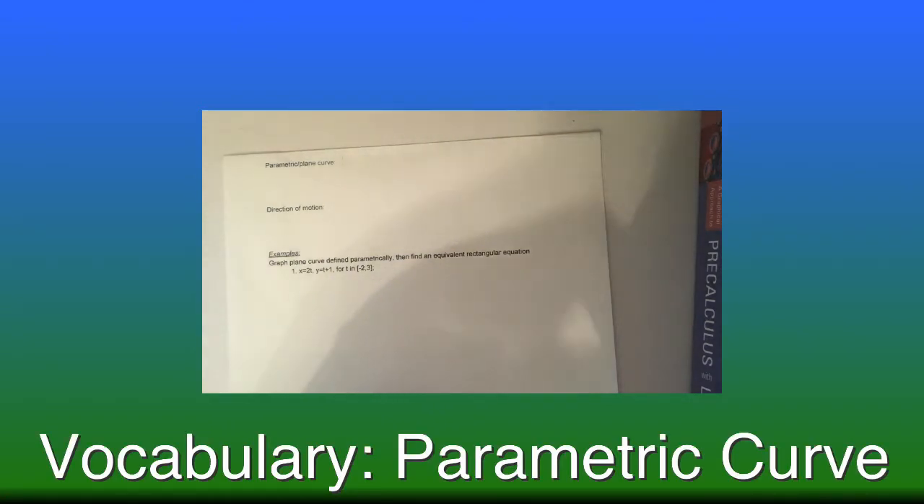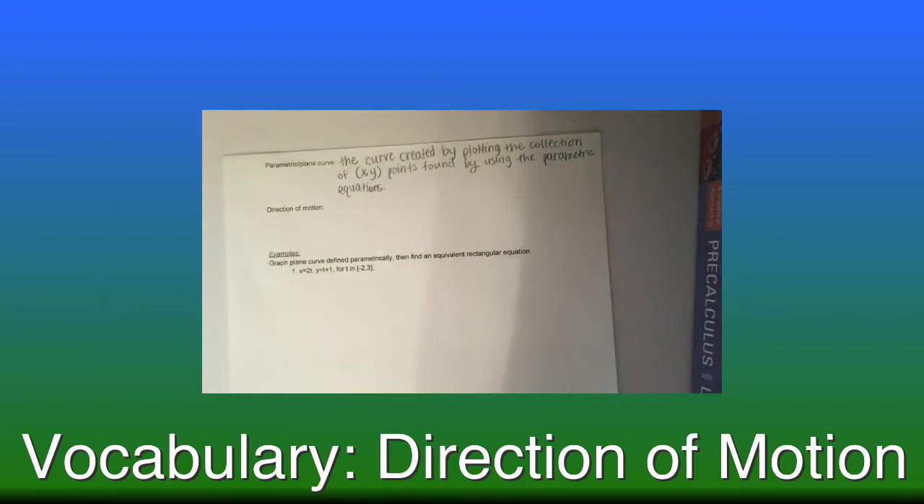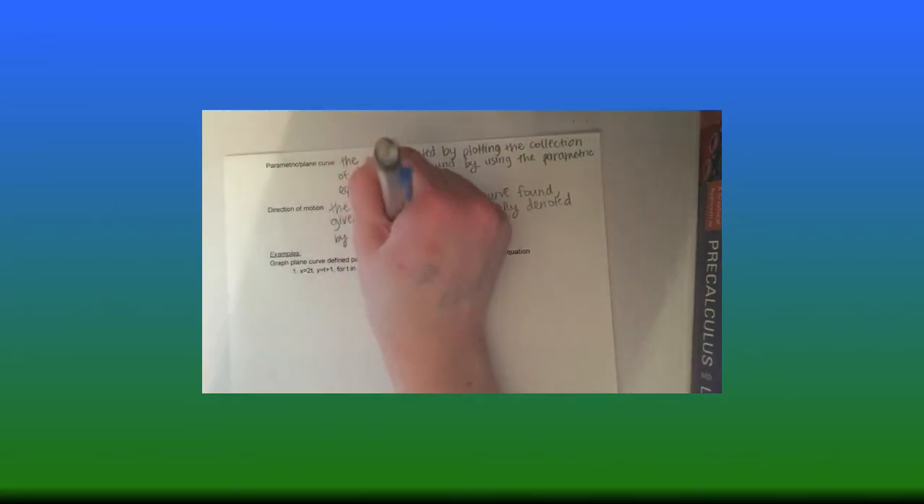Okay, we're going to get started with the definition of a parametric curve, which is also known as a plane curve. It is basically the curve created by plotting the collection of x and y points found by using the parametric equations. So really what you're doing is taking the points from your table and you're plotting them, and the curve that shows up is your parametric or plane curve. Next we have the direction of motion, which is the direction of the plane curve found, given by increasing t. It's usually denoted by arrows. It's basically exactly what the word says it is. It's the direction of motion.